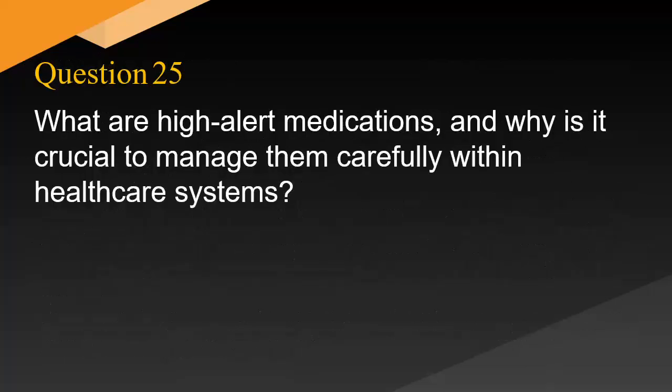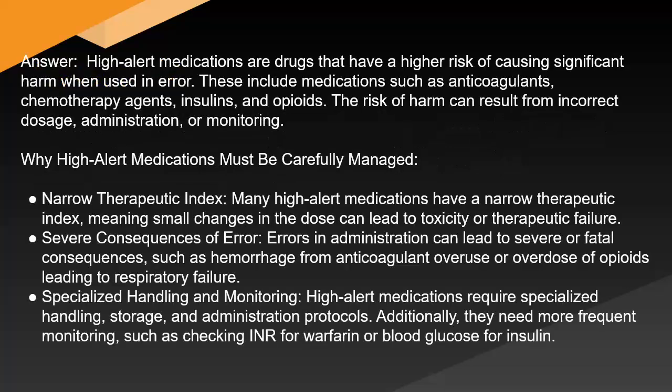What are high alert medications, and why is it crucial to manage them carefully within healthcare systems? Answer: high alert medications are drugs that have a high risk of causing significant harm when used in error. These include medications such as anticoagulants, chemotherapy agents, insulins, and opioids. The risk of harm can result from incorrect dosage, administration, or monitoring, so high alert medications must be carefully managed.